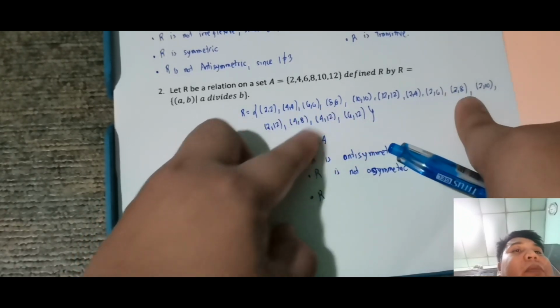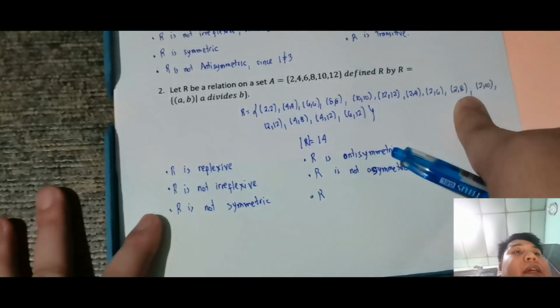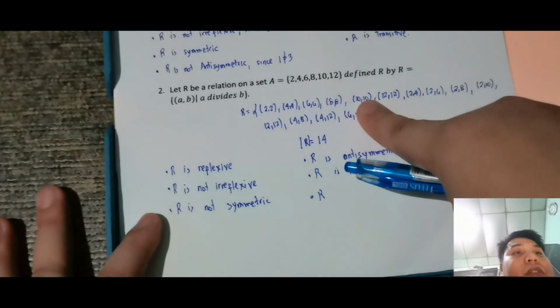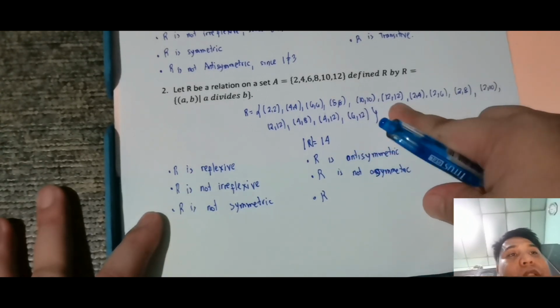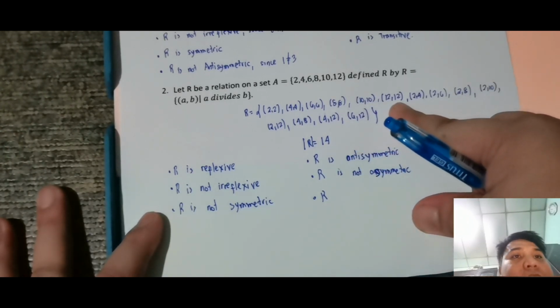(8,8). Saan siya mag-bridge? Wala. Okay, so okay pa rin yan. So (10,10), hindi siya mag-bridge. Wala ang pag-bridge yan. Sa sarili lang niya. (12,12). Wala din. Tama.